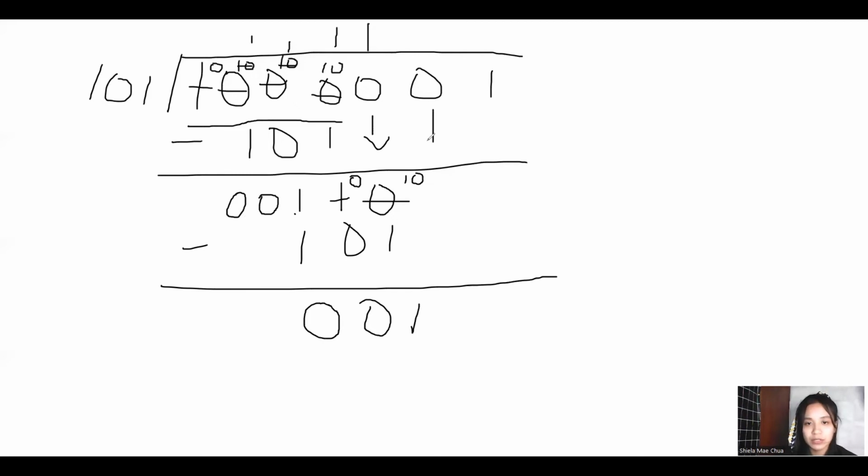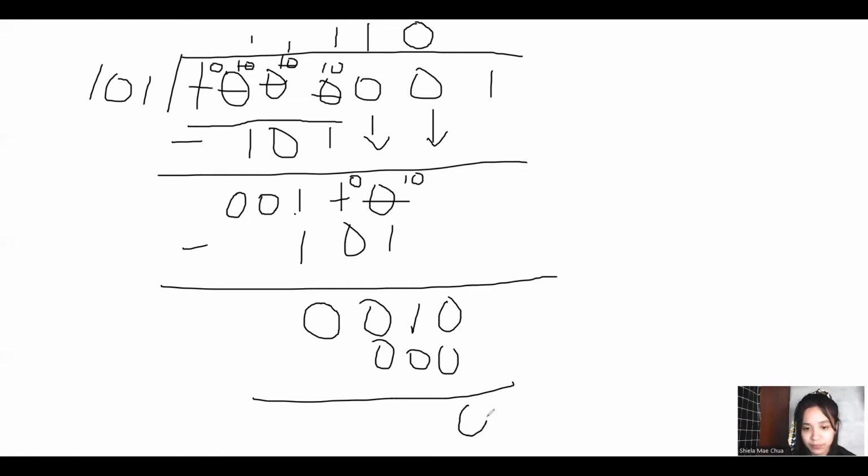Now let's bring down another integer here, which is 0. Now the question is, is 1, 0 greater than or equal to 1, 0, 1? No. So we will put 0 here. And 0 times 1, 0, 1 is basically 0, 0, 0. And 0 minus 0 is 0. And 1 minus 0 is 1. Now let's bring down another integer here. So it will become 1, 0, 1. Is 1, 0, 1 greater than or equal to 1, 0, 1? Basically, yes. So we will put 1 in our quotient.